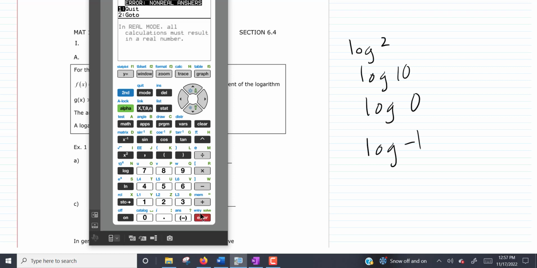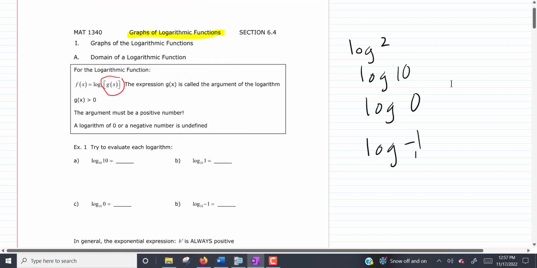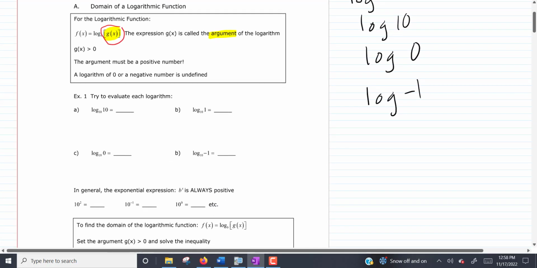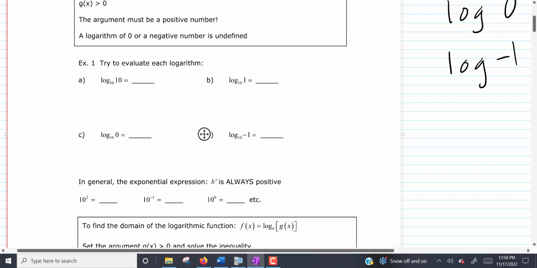So I'm going to talk about why you can't do a logarithm of 0 and negative numbers, okay? Also, you'll hear me use this terminology: whatever you're taking the log of, we call that the argument. That just means that's the expression we're taking a log of. All right, so let's look at why this works the way it does.